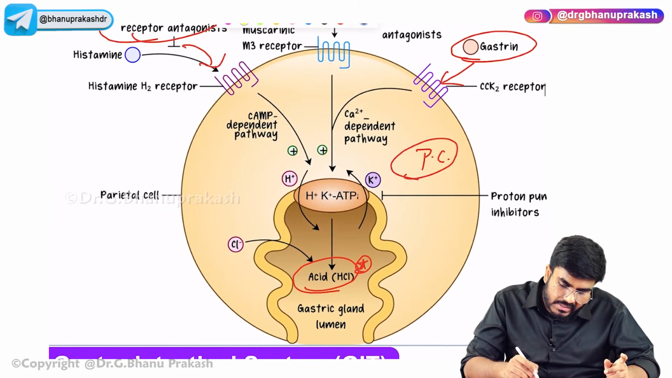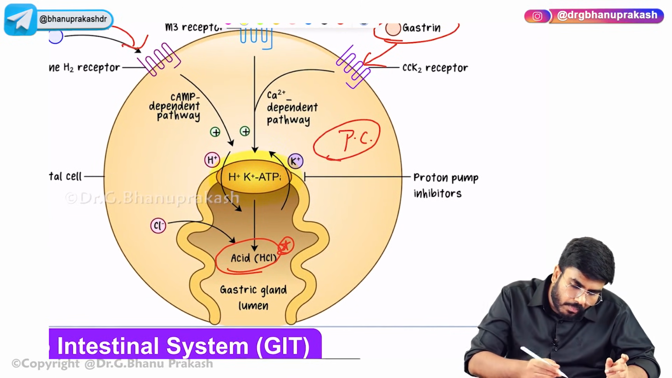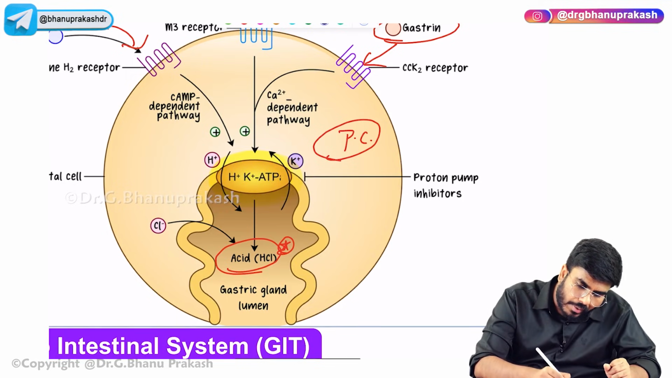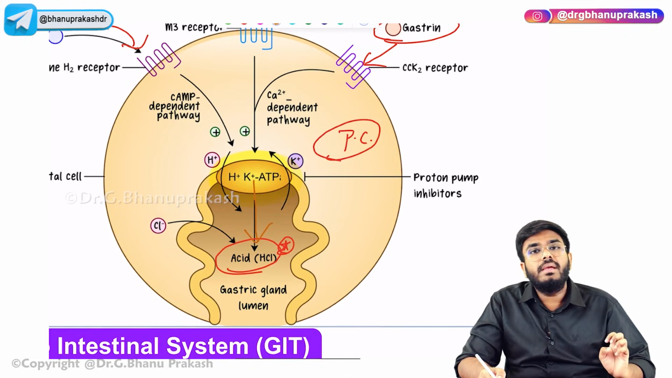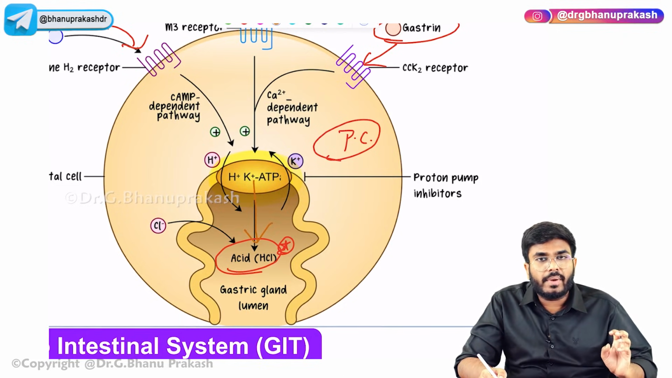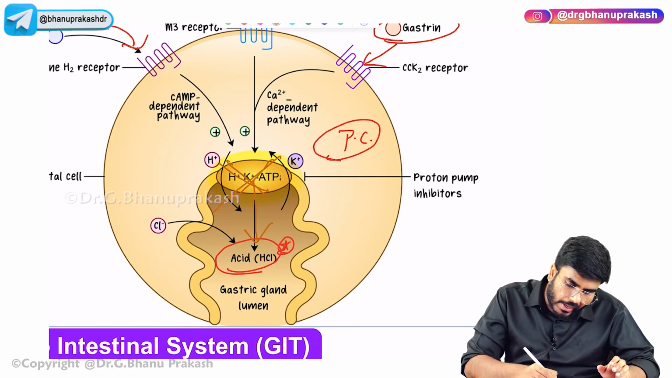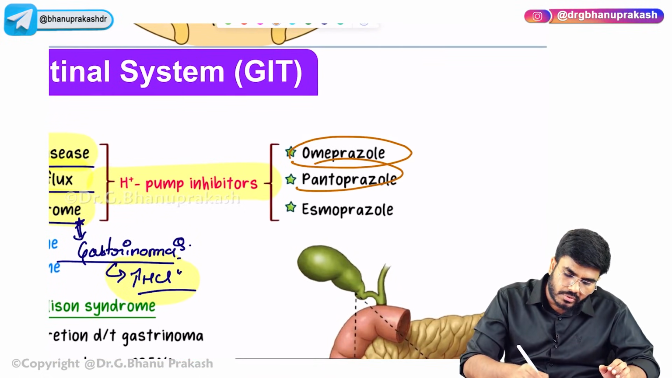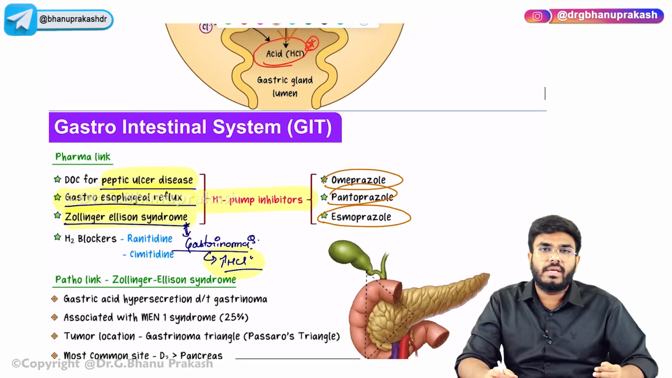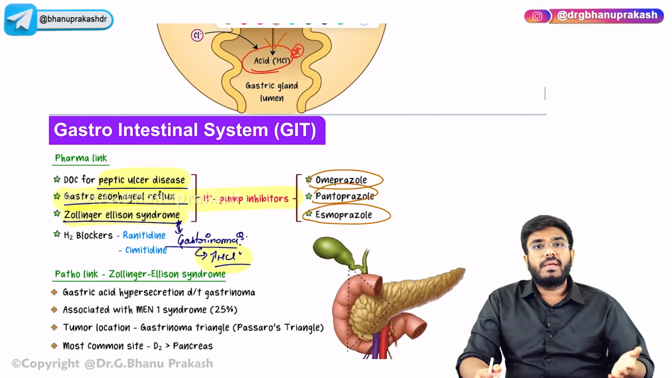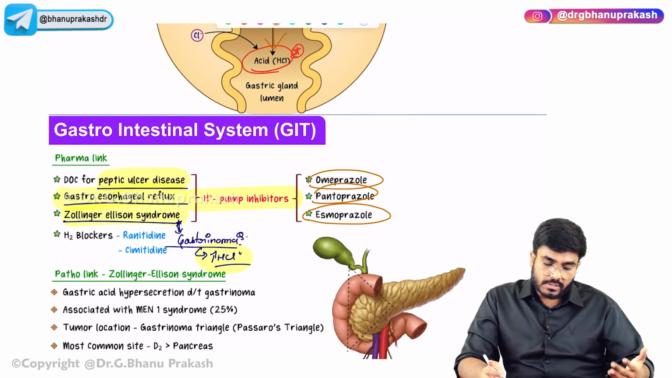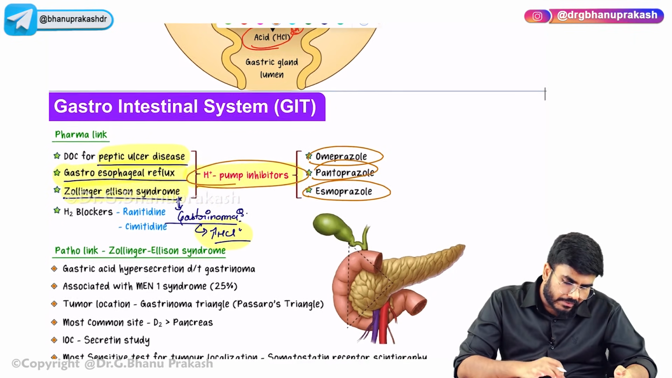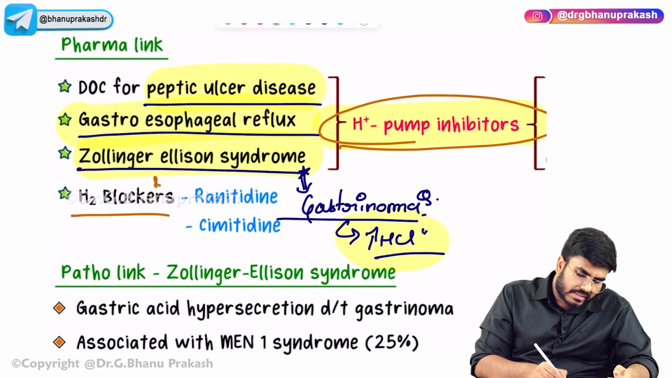I have told you, this is called a parietal cell and this is the proton pump. Through this proton pump, acid is being secreted. Now, as a doctor, you have to inhibit these proton pumps. So proton pump inhibitors like omeprazole, pantoprazole, esomeprazole can be used in the treatment of peptic ulcer disease, gastroesophageal reflux disease, and Zollinger-Ellison syndrome. What are the drugs that can be used? Proton pump inhibitors.